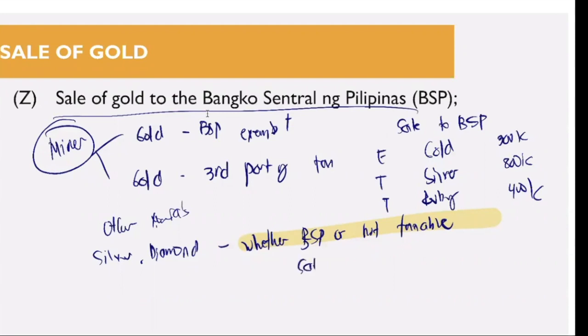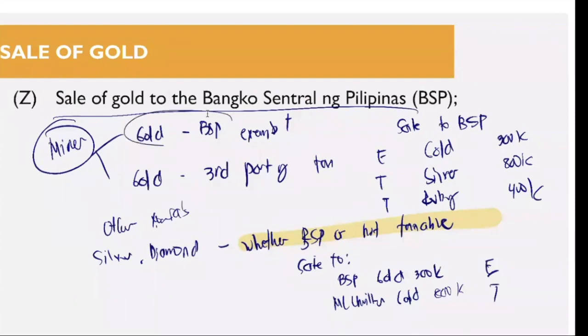Next, sale to BSP. Gold 300,000. And then sale to ML Villiers, gold 800,000. Sabi natin, only the sale of gold to BSP is exempt. So the sale of gold to BSP of 300,000, exempt. Gold to ML Villiers, this is already taxable. Only the gold to BSP. Gold to third party, taxable.